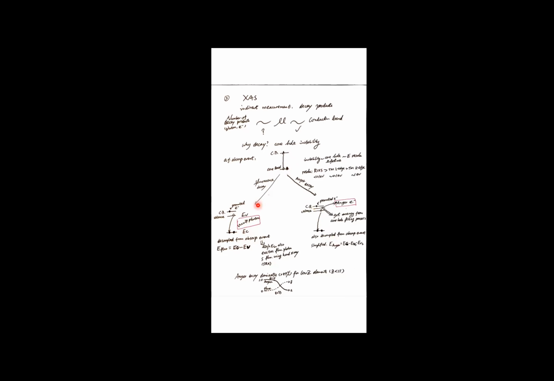Okay, in addition to fluorescence decay, we also have the Auger decay. So fluorescence decay is giving us the photons, and Auger decay is giving us electrons. But it's not that straightforward. It's not directly giving us the Auger electrons entering the detector. I'll explain what I mean by this in the next slide.